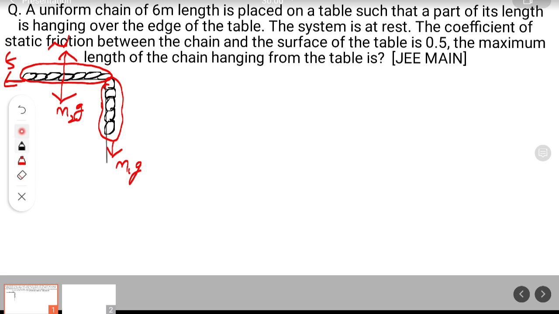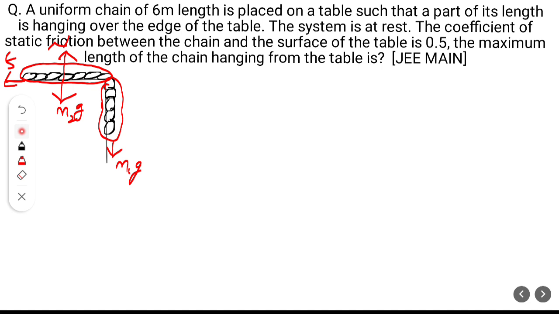If more of the chain is hanging, this part on the table will be less, meaning this weight will be less. If the weight is less, the normal reaction will be less, and the frictional force will be less, which won't be sufficient to keep the chain from falling down. Frictional force is preventing the chain from falling and depends upon the normal reaction. If more of the chain is hanging, the friction won't be sufficient, and it will fall down.